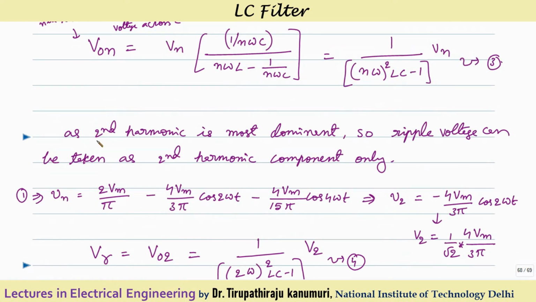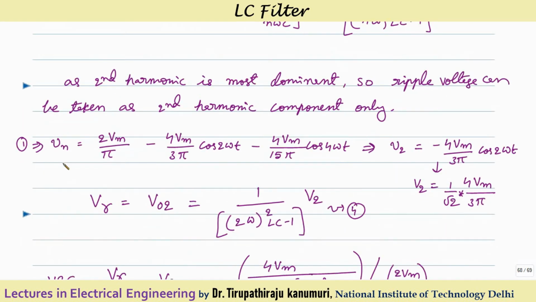So now, as the second harmonic is the most dominant in the output, as we have seen in the last class, the ripple voltage can be taken as only the second harmonic component. Remaining values we can neglect. That means out of this Vn that is produced, 2Vm by pi is the DC component. This is my second harmonic component. This is the fourth harmonic, etc. So the DC component is my useful one. The remaining all constitutes my ripple component of the voltage. Out of this I am only considering this component, that means 4Vm by 3 pi into cos 2 omega t. When this is applied, how will your circuit behave?